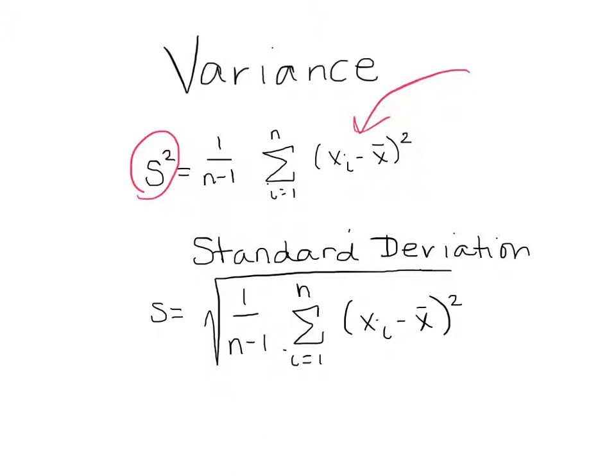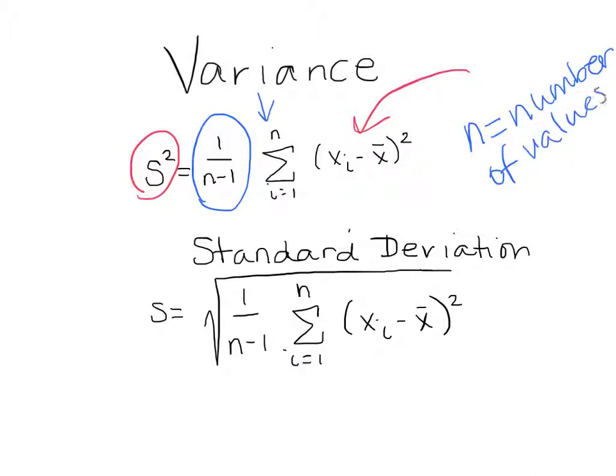And then this symbol right here tells us to add all those up. It's a sigma, it means sum it up. Add it all together. And then multiply by 1 over n minus 1, which is the same as dividing by n minus 1. N is the number of values. So this takes the deviations from the mean, squares them, adds them all together, and divides by 1 less than the number of values there were to get our variance.